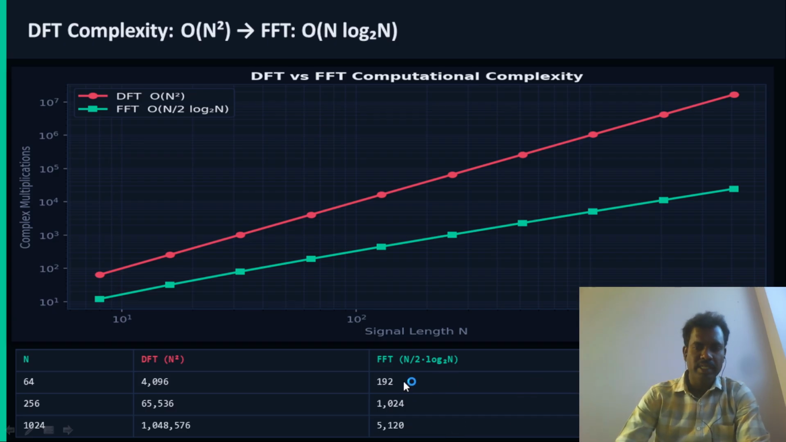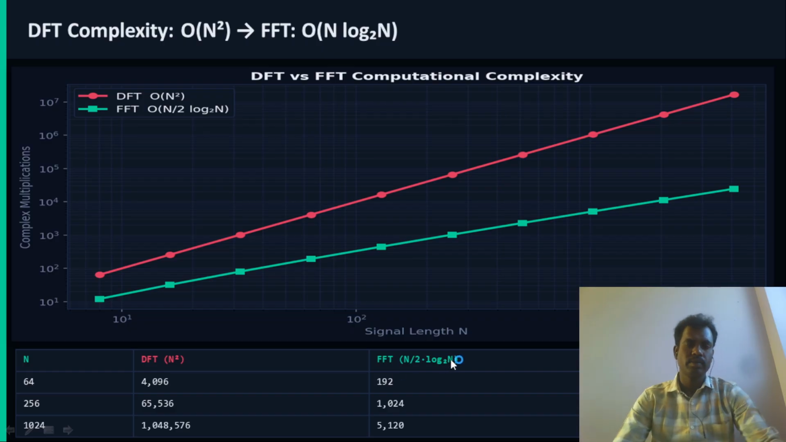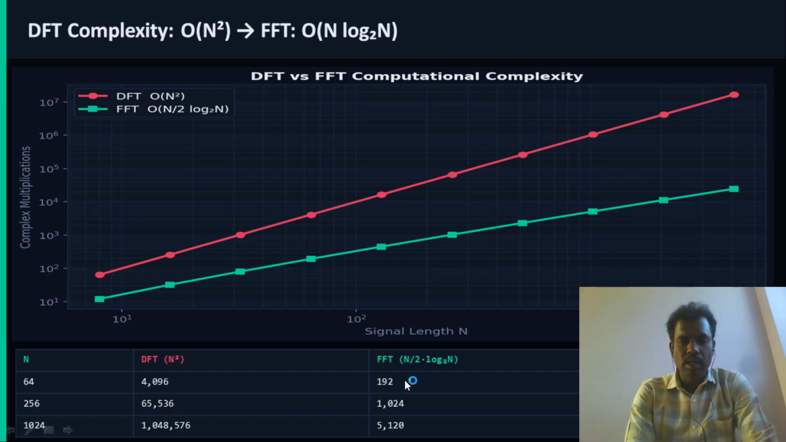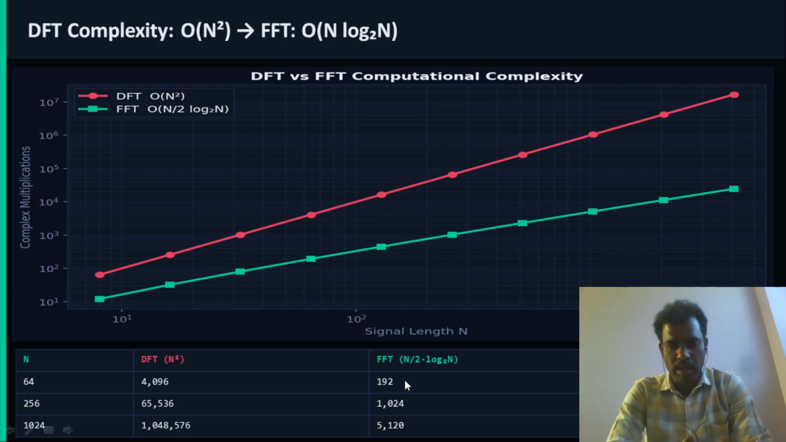Similarly, the number of additions is n log n. In DFT, the number of additions is n into n minus 1, almost equal to n square, but here it is n log n. So this will be twice of this effect. The number of multiplications is less than the number of additions. It almost doubles.